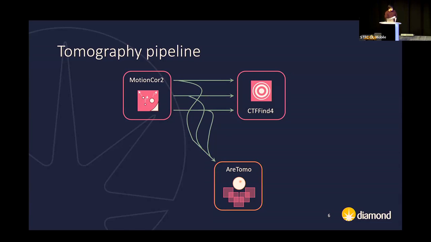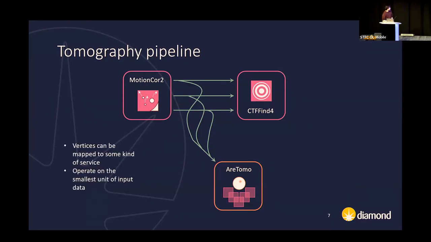Here I've drawn a very simple graph, which just has these applications as nodes and some dependency connection between them. But actually the situation is considerably more complex than that makes it look, because for every movie you motion correct, you then do CTF estimation, so that's one-to-one. But for reconstruction, you need some kind of aggregation. You need to have motion corrected the entire tilt series before you do the reconstruction. So this is a many-to-one problem.